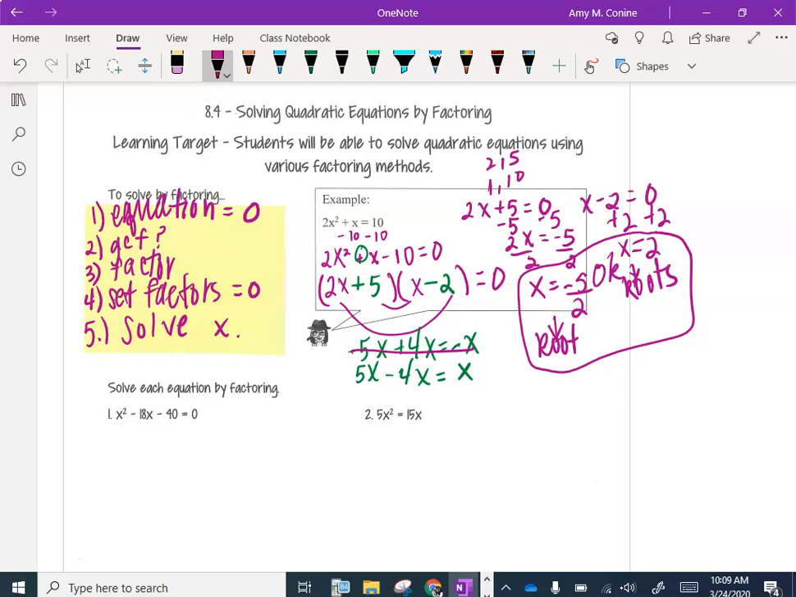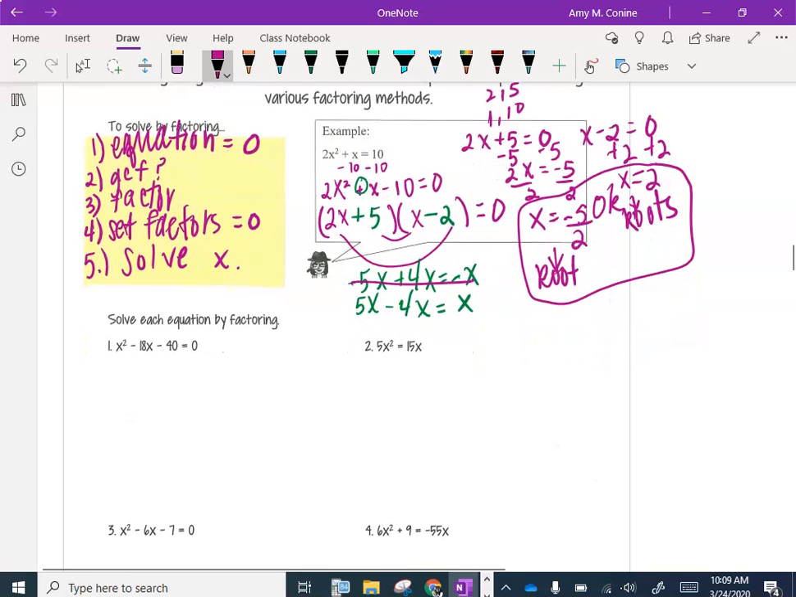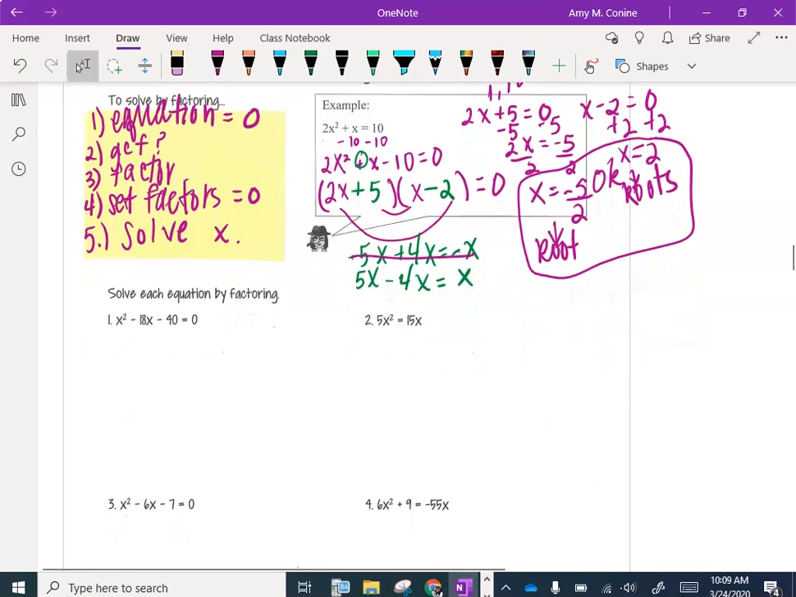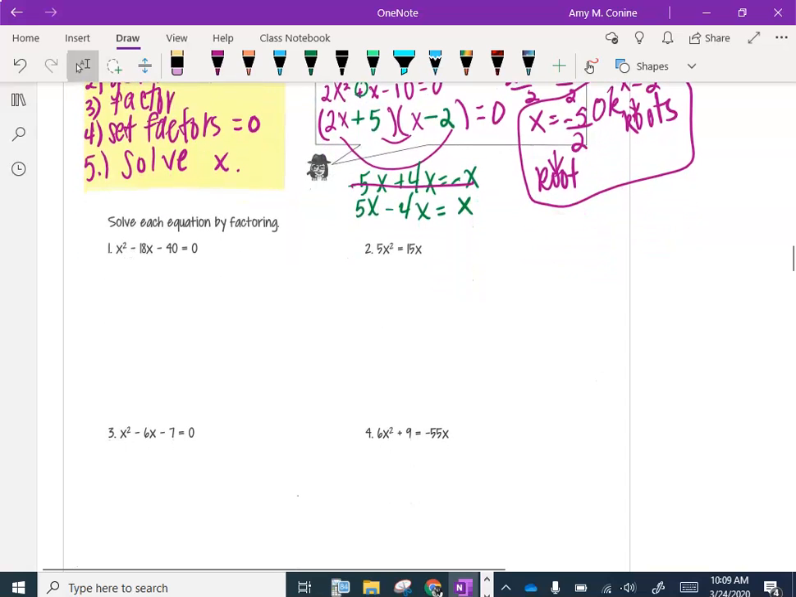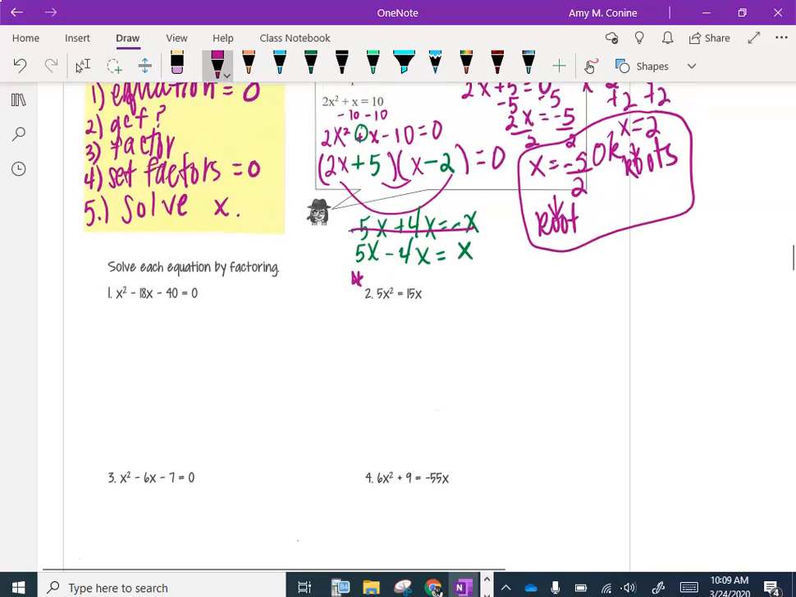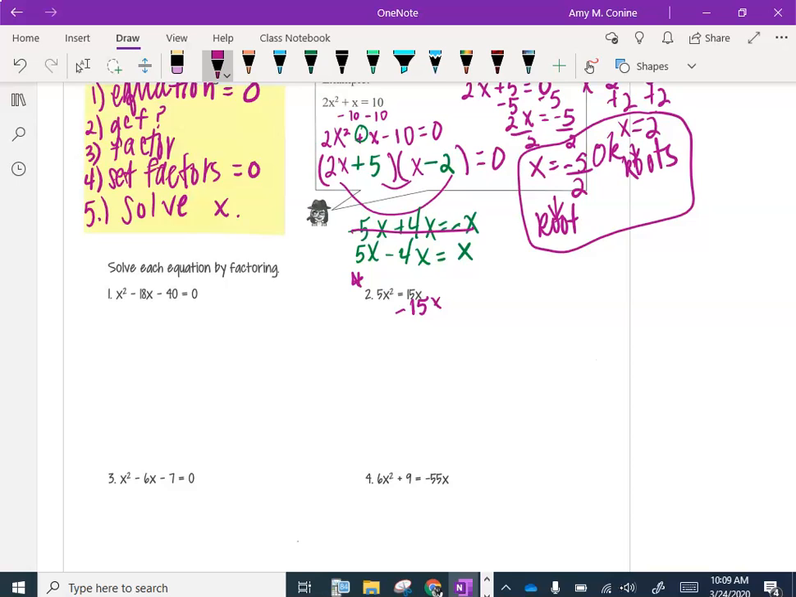So we'll do another one together. I want to jump to example 2. Okay, so I think you guys can do the trinomials on your own. So I want to look at number 2. I'm going to follow my steps. So I'm going to make sure the equation's equal to 0. I'm going to subtract over my 15x, so now it's 15x squared minus 15x is equal to 0.